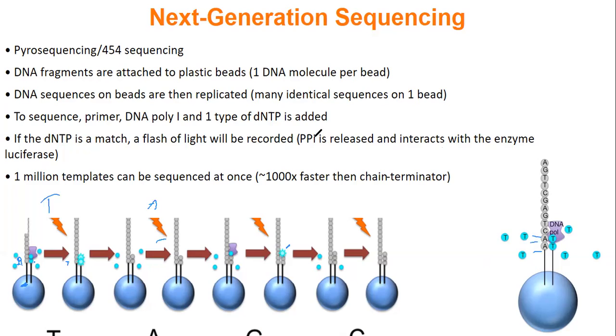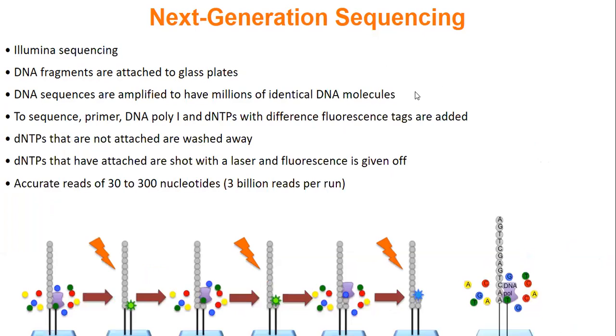If not, I will move on to the next type of next-gen sequencing. That's Illumina. Illumina starts with more or less the same idea. You take your DNA fragment, you put it on, in this case, a glass plate, and you amplify it to have millions of the same molecule.